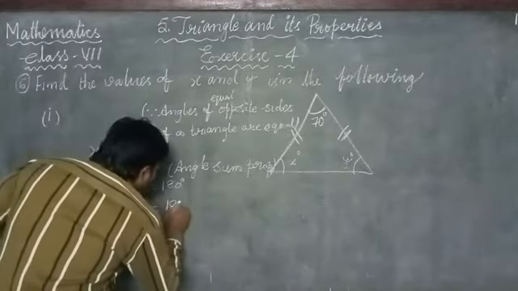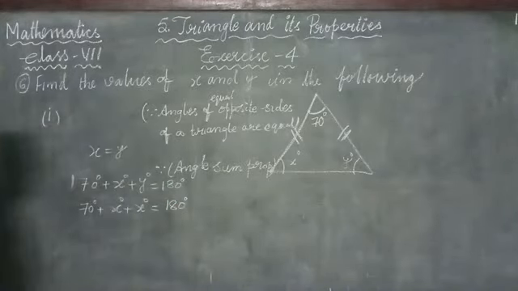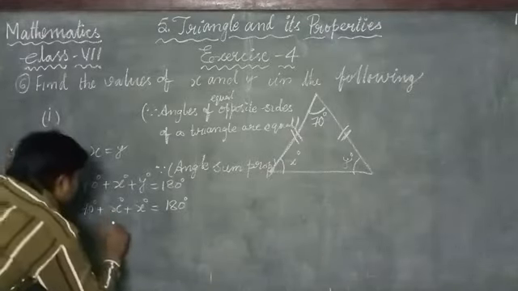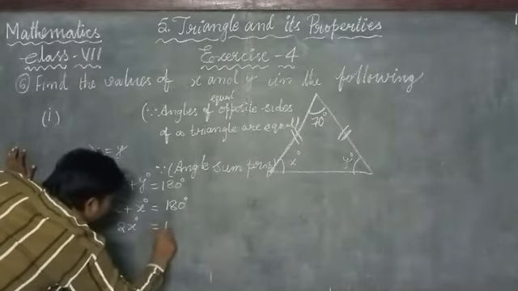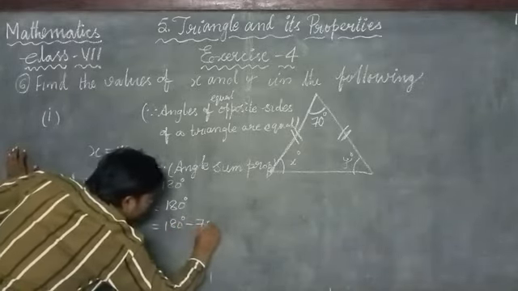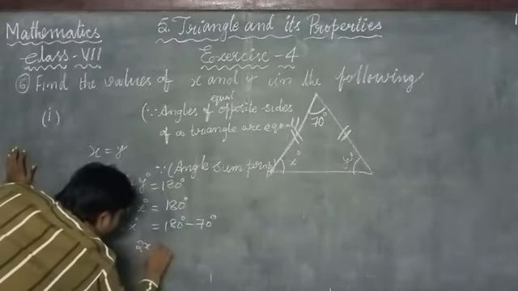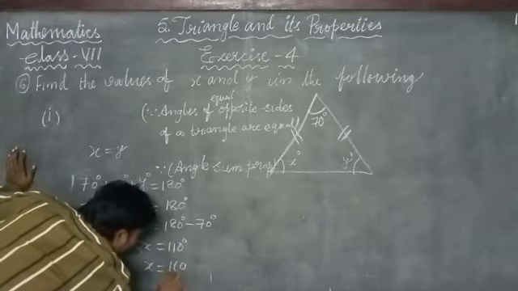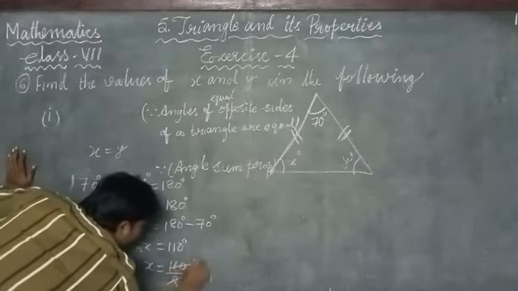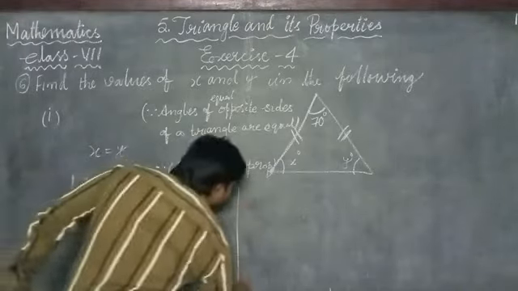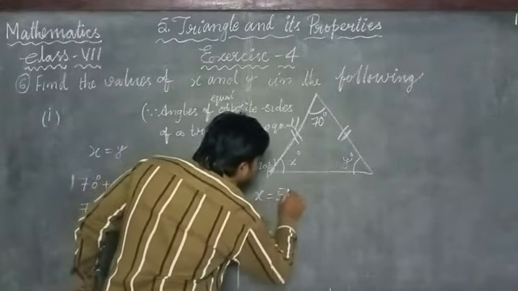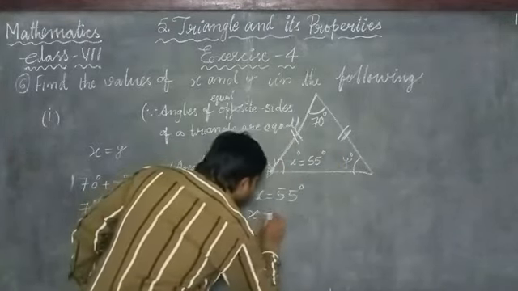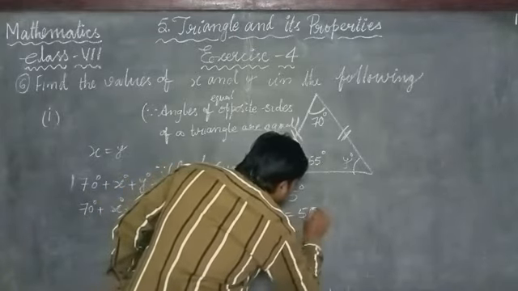So the sum of all angles in the triangle is 180 degrees. From that we can write 2x equals 180 minus 70 degrees, then 2x equals 110 degrees, then x equals 110 divided by 2, which is 55, and finally x equals 55 degrees. Like that, x equals y equals 55 degrees.